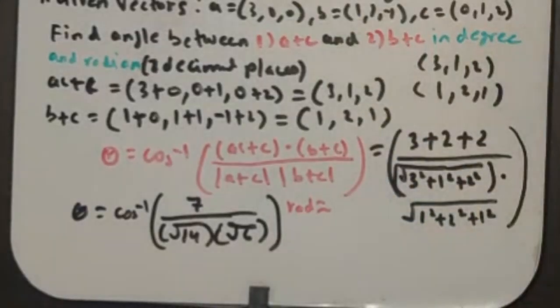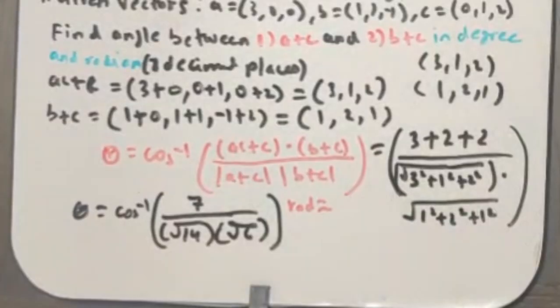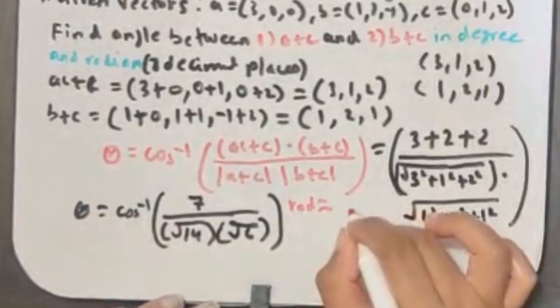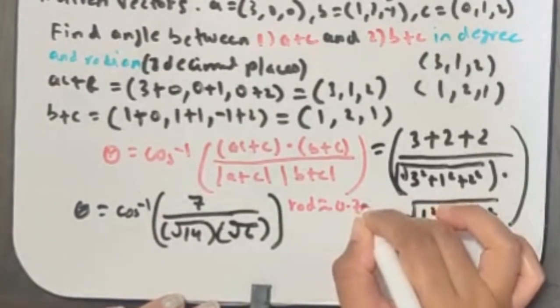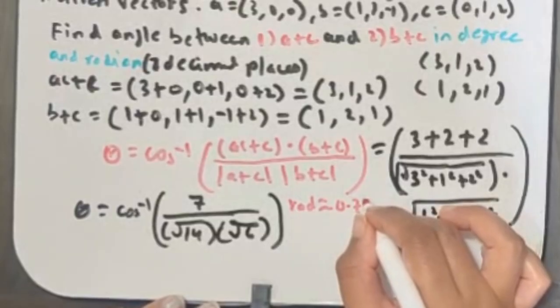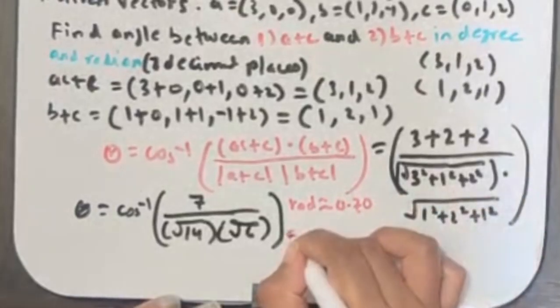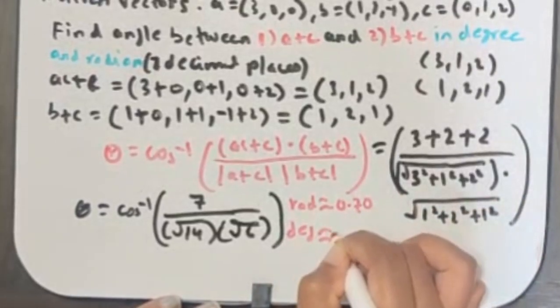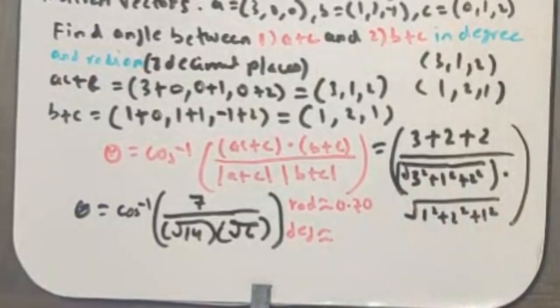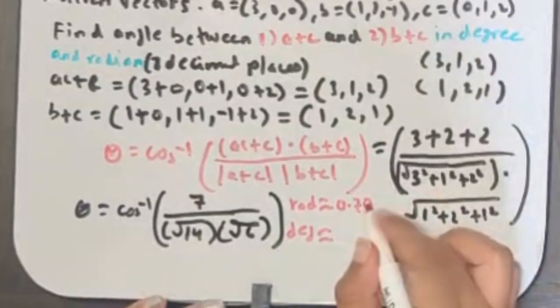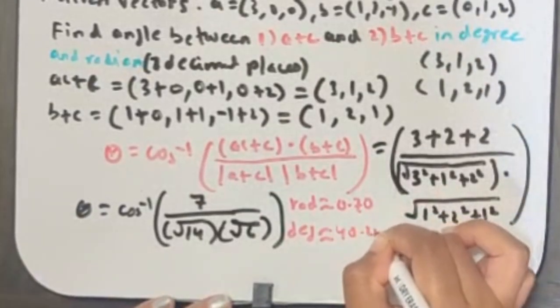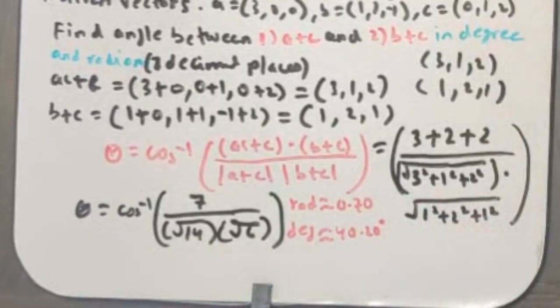Let me put it into the calculator. So in radians we get approximately 0.70, right? And then in degrees, when you put your calculator in degree mode, make sure to switch it to get a different answer, which is 40.20 degrees. That is the final answer for this question, where we found the angle between the two vectors in radians and degrees, up to 2 decimal places.